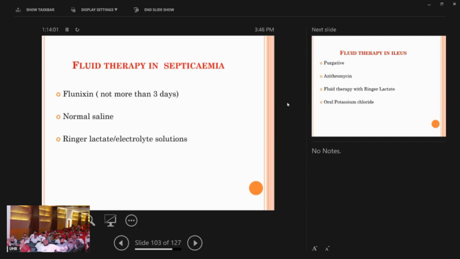Fluid therapy in case of septicemia: we give flunixin, not more than 3 days, 1.1 to 2.2 milligram per kg body weight, and you can give normal saline, and for correcting the dehydration with electrolyte solutions, Ringer lactate.